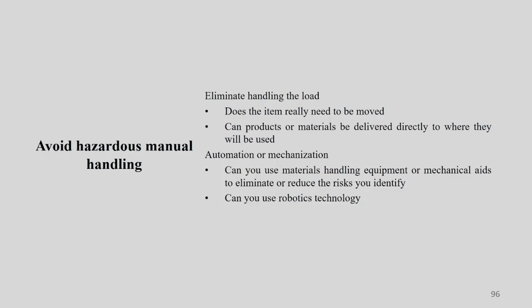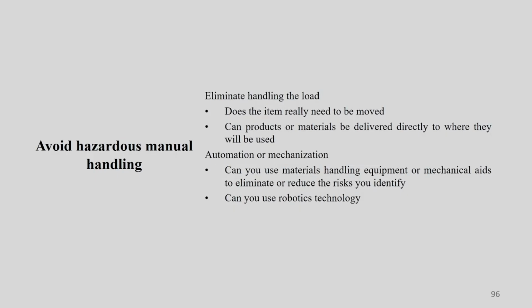The next part is automation or mechanization. Can you use materials handling equipment or mechanical aids to eliminate or reduce the risk that you identify? Is it possible that in that particular workstation you can introduce some kind of mechanical aid so that direct manual handling is not there? Can you use any kind of robotic technology or not? You need to check. If the answer is yes, please introduce it.